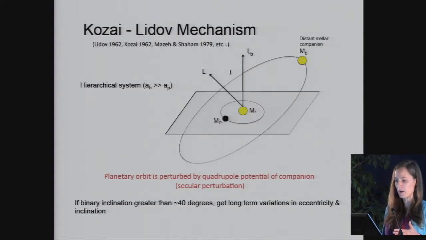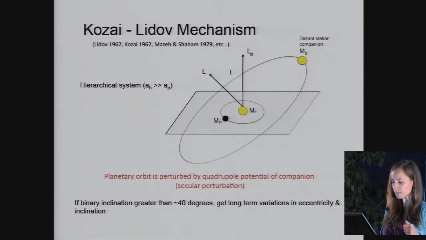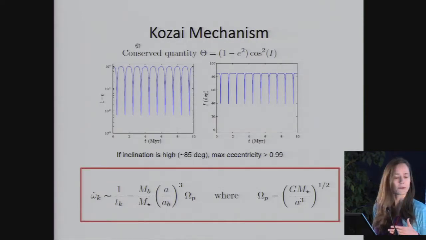So just to review, imagine a hierarchical triple system consisting of a central star, a planet in orbit at about a few AU from the star, and a distant companion, so say about 200 AU away, a few hundred. If the orbit of the two stars is inclined relative to the orbit of the planet and star, the planet gets perturbed by the tidal potential. This causes long-term variations in the planet's orbital eccentricity and inclination, which looks like this.